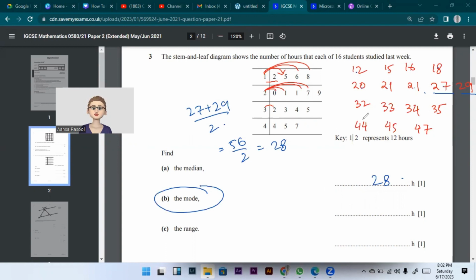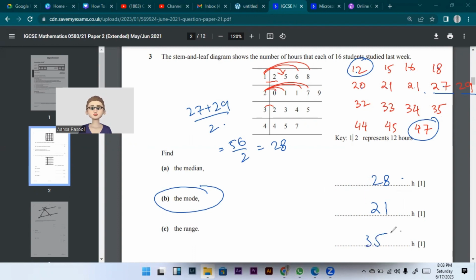Mode is the most frequent value. The most frequent value in this is only 21. So that's it. And range is basically the difference between the highest value and lowest value. Highest value will be 47 and lowest value will be 12. So 47 minus 12, it's 35.